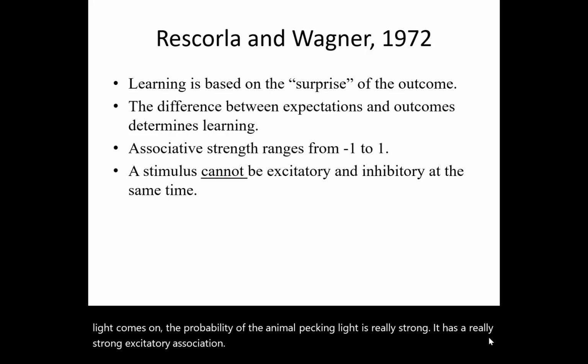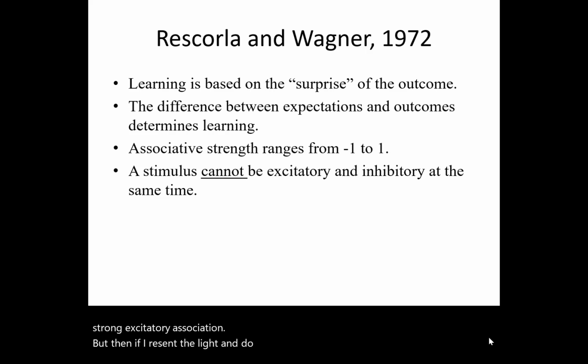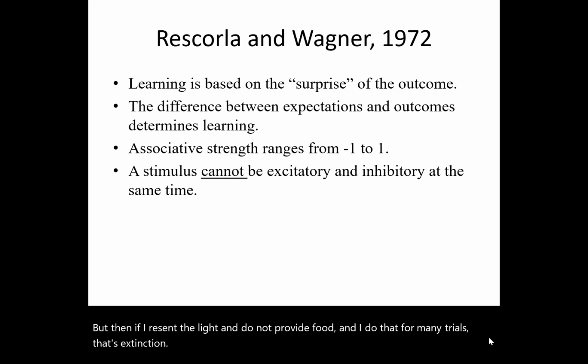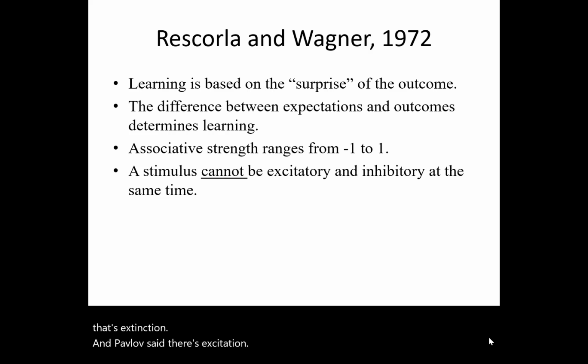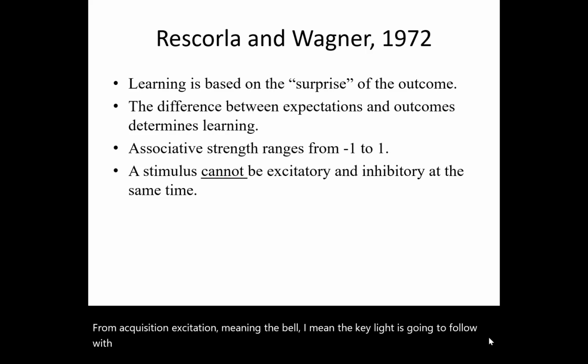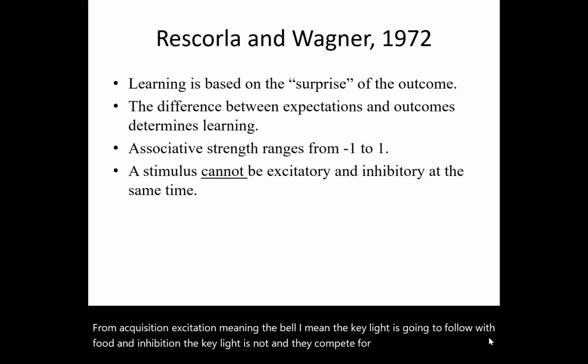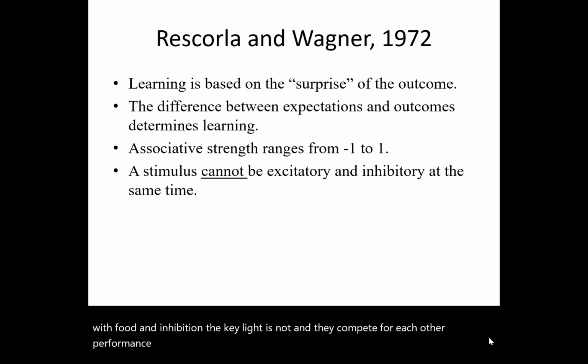But then if I present the light and do not provide food, and I do that for many trials, that's extinction. And Pavlov said there's excitation from acquisition, excitation meaning the key light is going to follow with food, and inhibition, the key light is not. And they compete with each other. Performance is a function of excitation and inhibition.